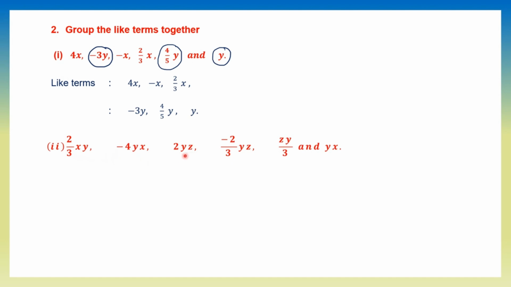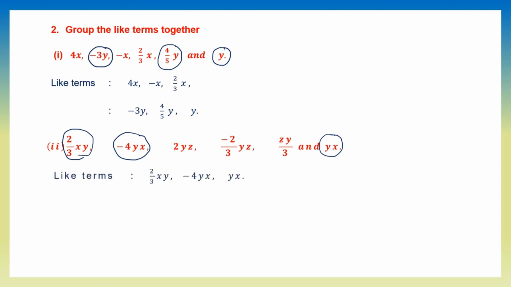Now this is y, z. It can't come along with this. This is also y, z. Now this is z, y or y, z. It can be in any order as long as the letters are the same. Then we have yx. So we can take all the xy's together. This is one term with xy. Then again I have one xy. Then here also I have another xy. So these are all one set of like terms.